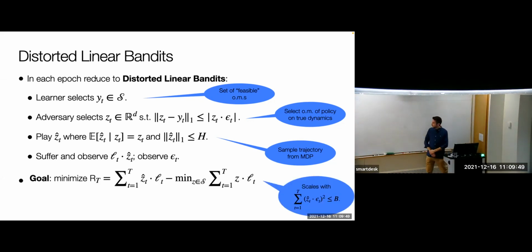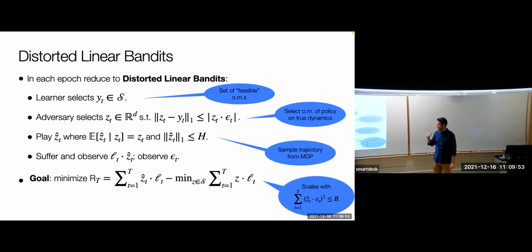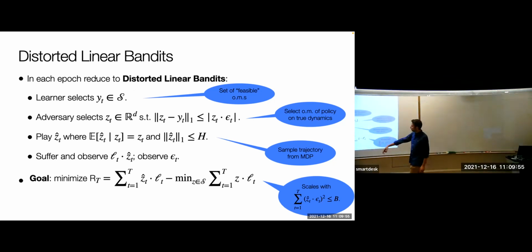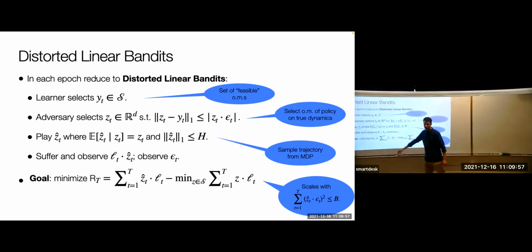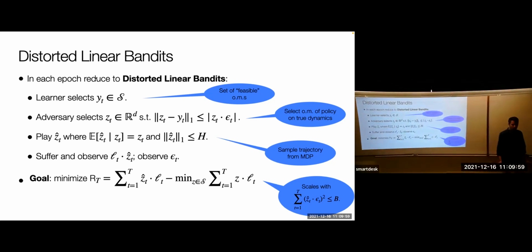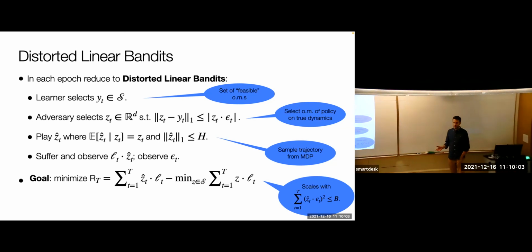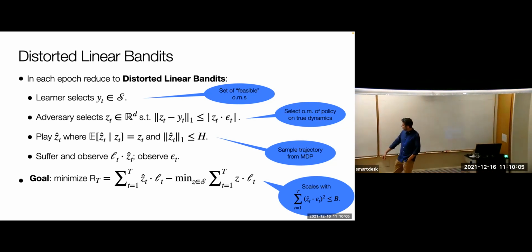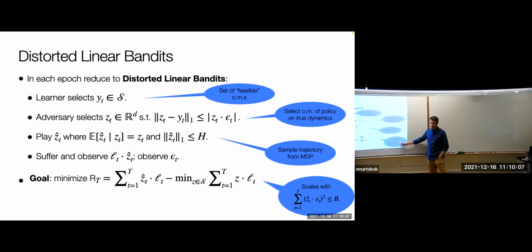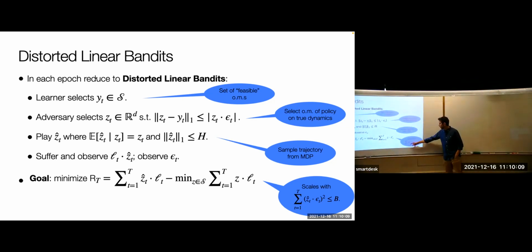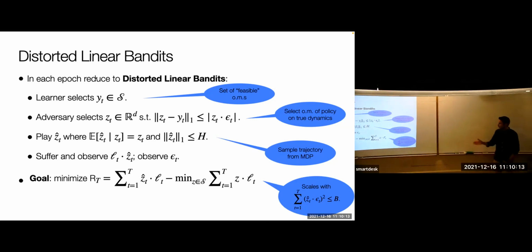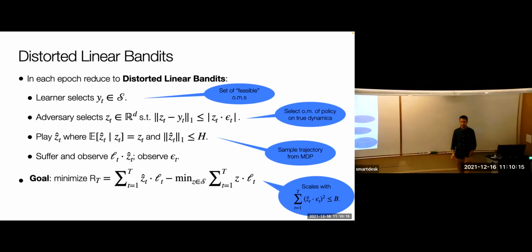And my goal here is to minimize the regret, but unlike the previous definition, here I want to minimize the loss according to these Ẑs, which I don't really have control of. So in general, there's nothing that I can do, but if this quantity is bounded, so then the way that the total error scales is bounded, then I can show that I can still get root T regret.